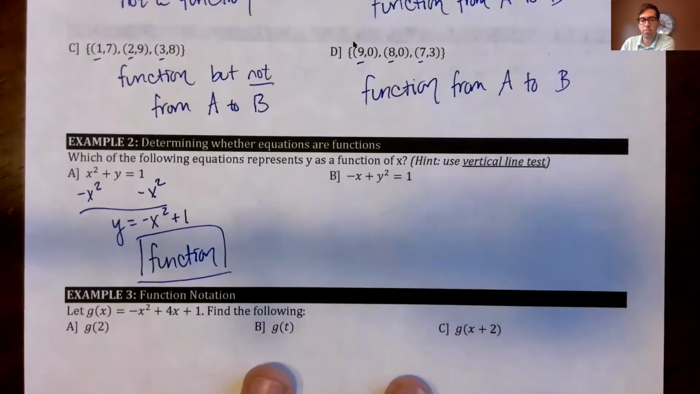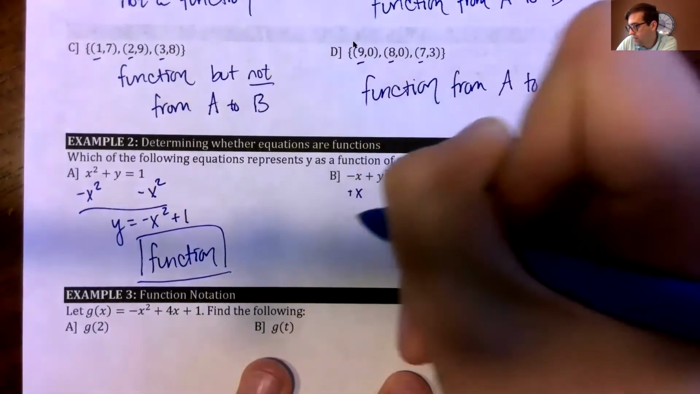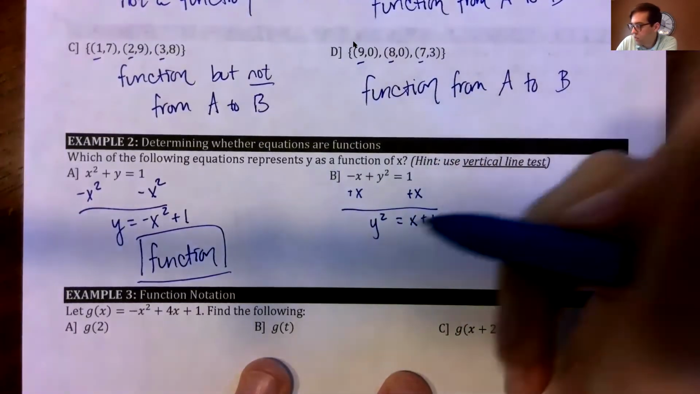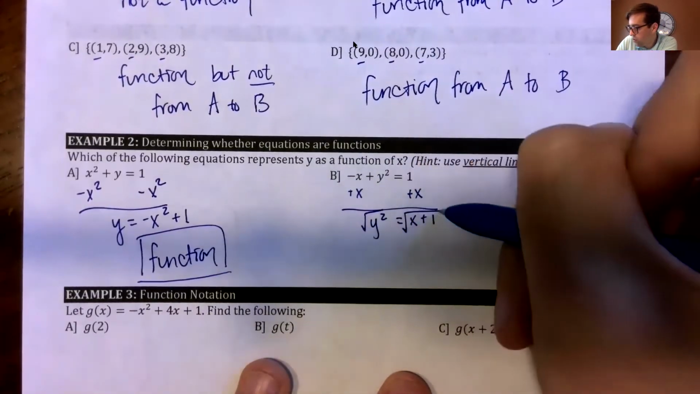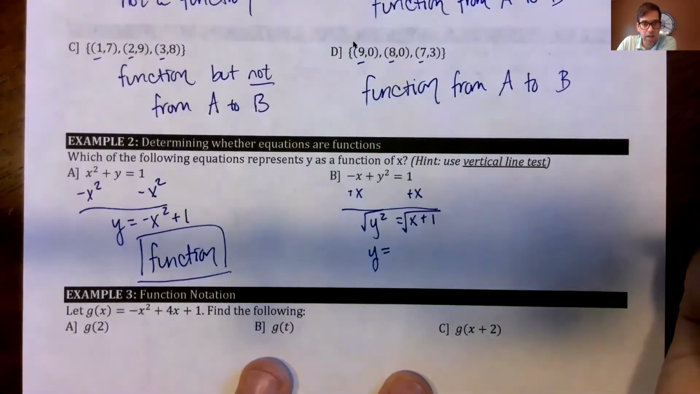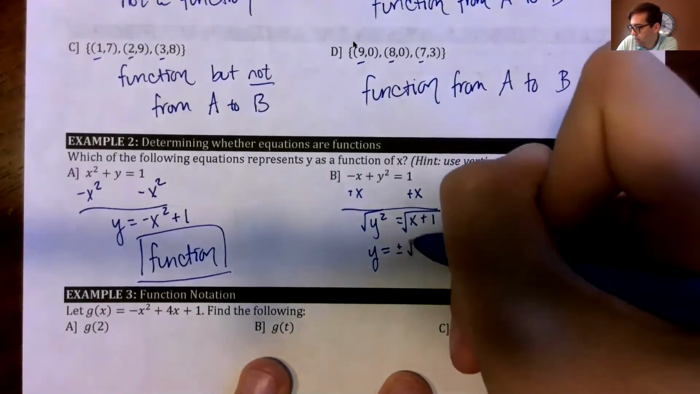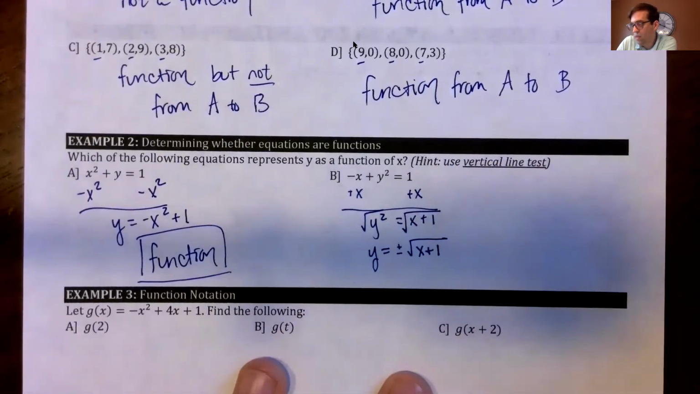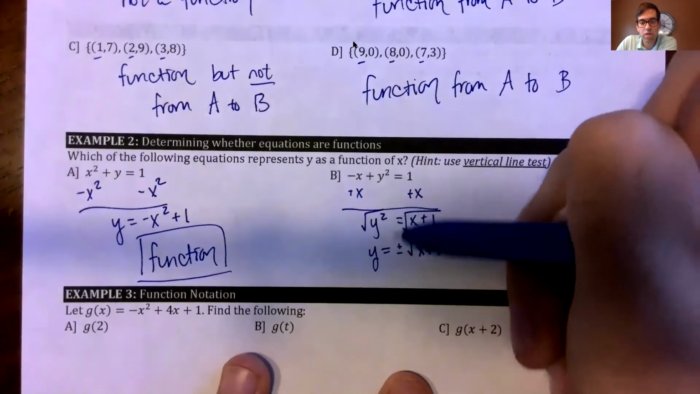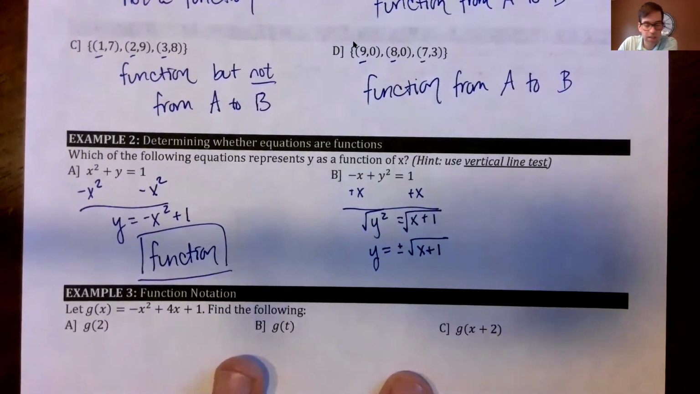Okay, and then for letter B here, again, we're going to solve for y. This one gets a little weird because we have to do a square root. And something important to remember is if you initiate a square root, you have to put a plus or minus in front of it. Because technically, you could take a positive number squared or a negative number squared and get the same answer. So plus or minus is necessary here.